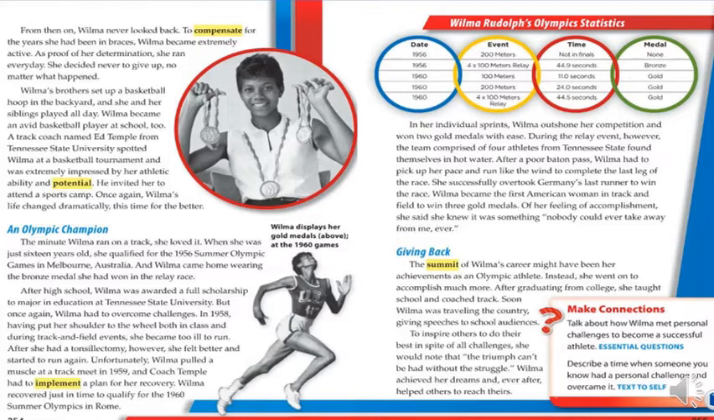But once again, Wilma had to overcome challenges in 1958. Having put her shoulder to the wheel both in class and during track and field events, she became too ill to run. After she had a tonsillectomy, however, she felt better and started to run again. Unfortunately, Wilma pulled a muscle at a track meet in 1959, and Coach Temple had to implement a plan for her recovery. Wilma recovered just in time to qualify for the 1960 Summer Olympics in Rome.